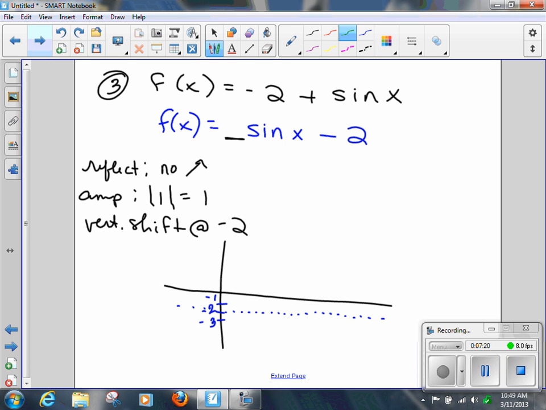There is no reflection. What's the maximum value of this curve? It will reach -1 and it will go down to -3. So since it's going to go up, I'm going to put a mark here and then here, and I'm just using those as guides. Watch what I do. I'm going to go up and then back down.